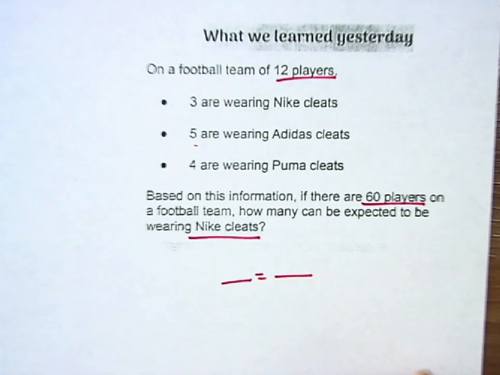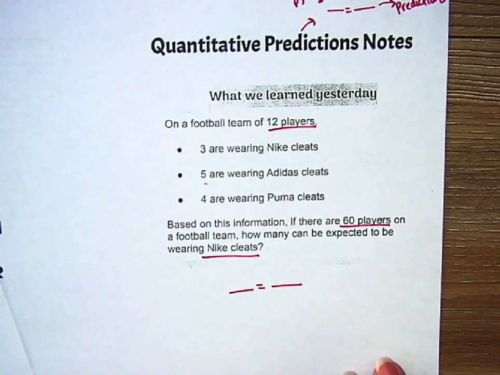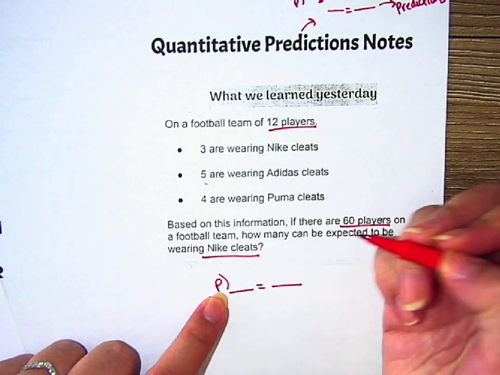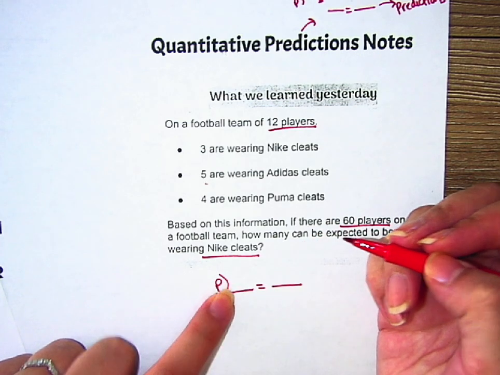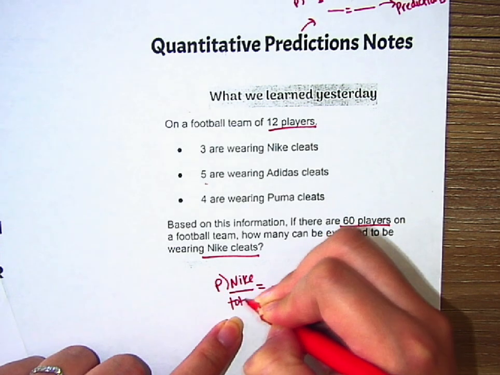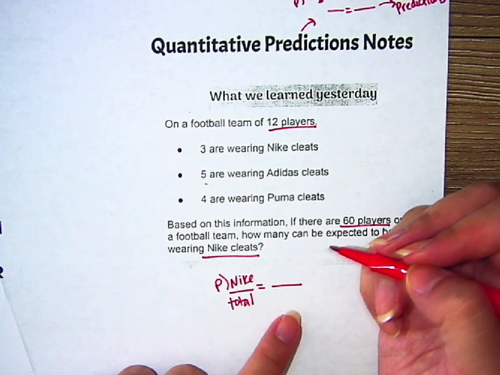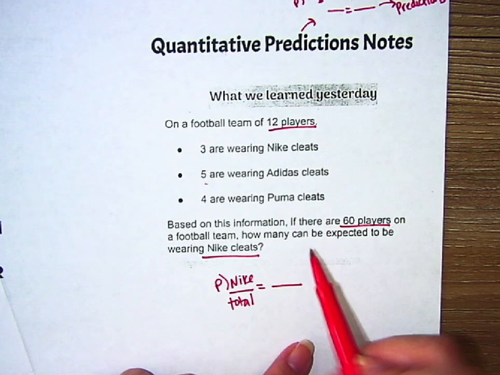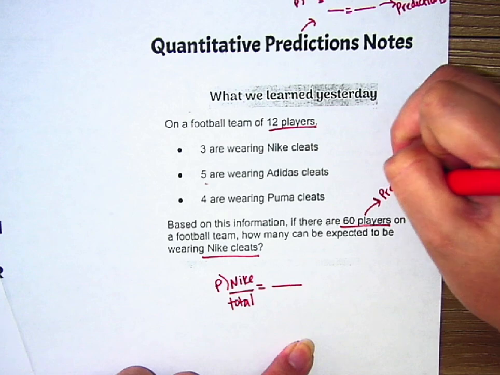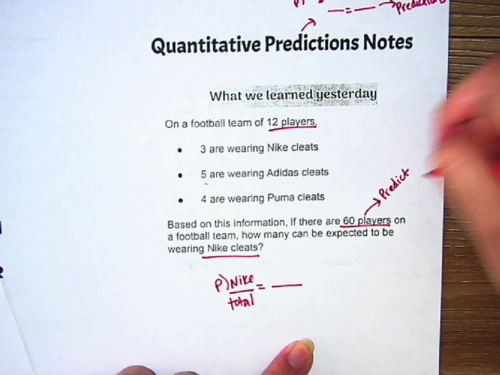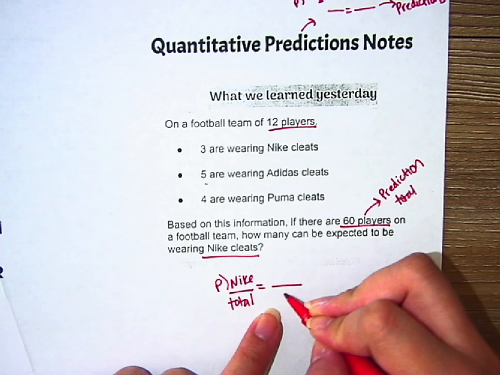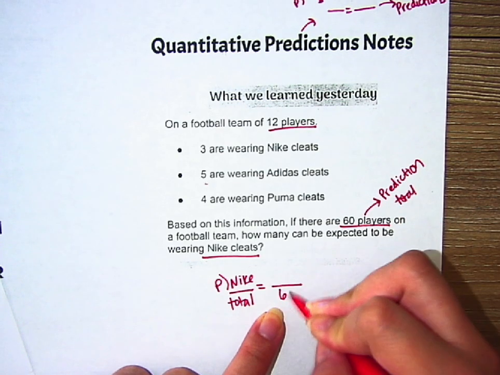our proportion, okay? The proportion is going to tell us what the question's asking for. It says the probability, question's asking us for Nike, right? And then on the bottom is always total. On this side, our predicting side, it's telling us that there could be 60 players. That is the prediction. That is our total prediction. So it's going to go on the bottom right side here, 60.